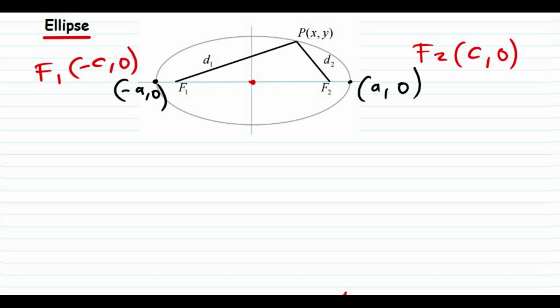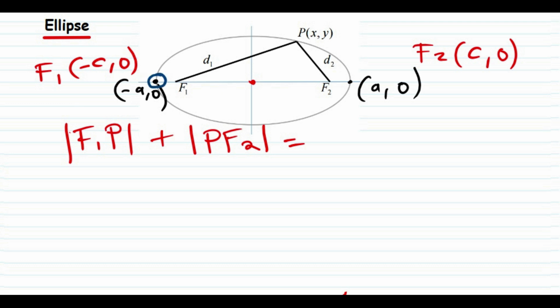Okay, so to derive the equation from our definition of what an ellipse is, we've said the sum of the distances from any arbitrary point on the ellipse to the two foci is a constant. So if we measure the distance from F1 to P, plus the distance from P to another point F2, that is going to be a constant, and that constant happens to be equivalent to the length from this point to that point.